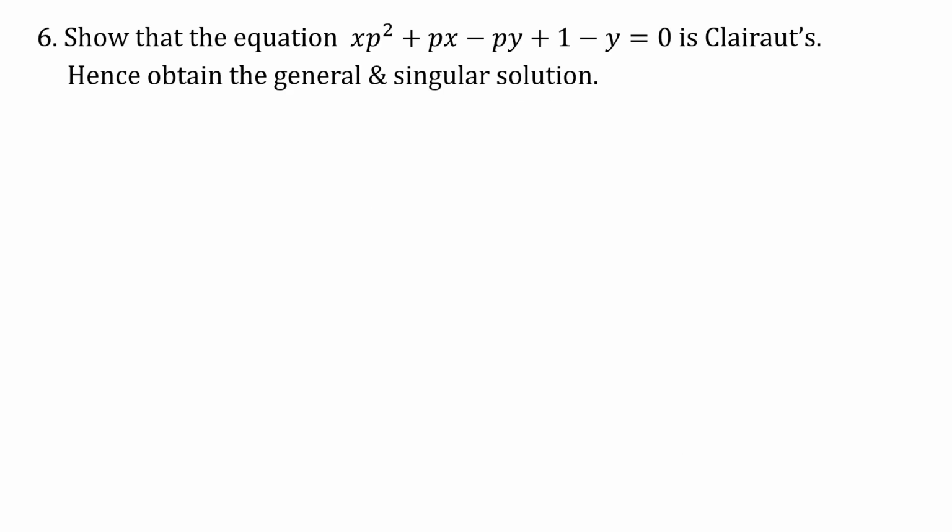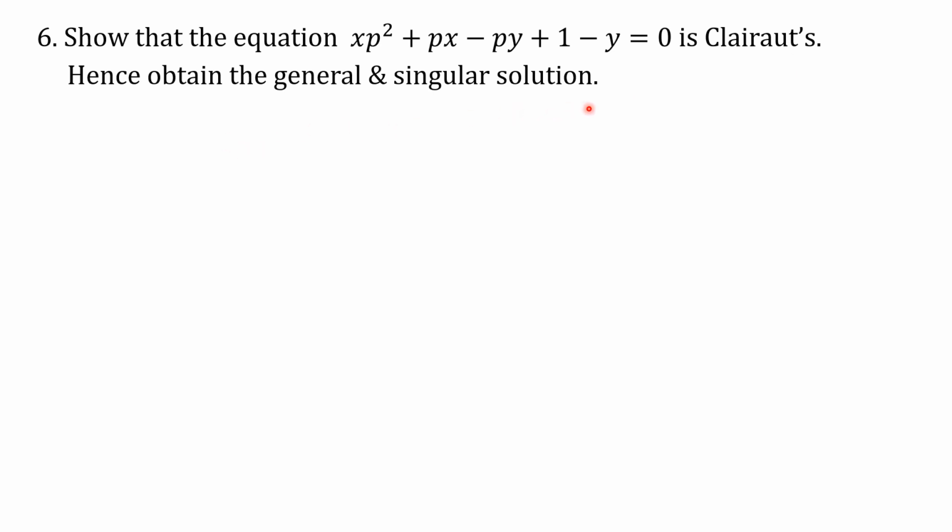So we take one more problem under Clairaut's equation. This is a repeated question in the external paper. What they have given: show that the equation xp square plus px minus py plus 1 minus y equal to 0 is Clairaut's, and hence obtain the general and singular solution.